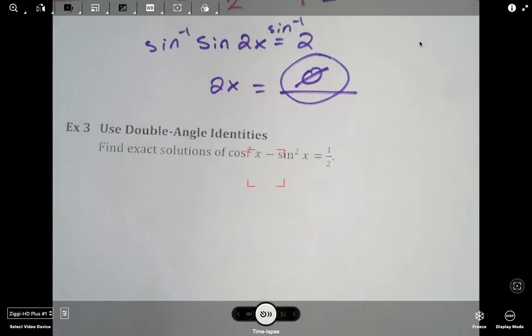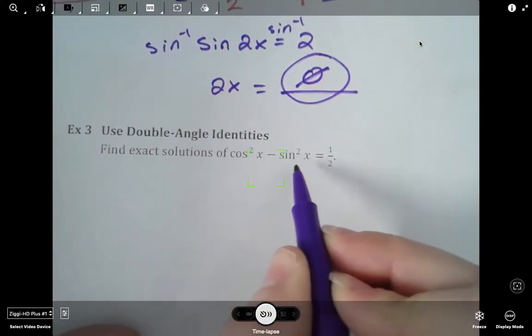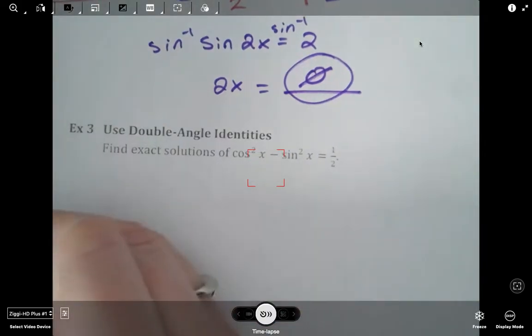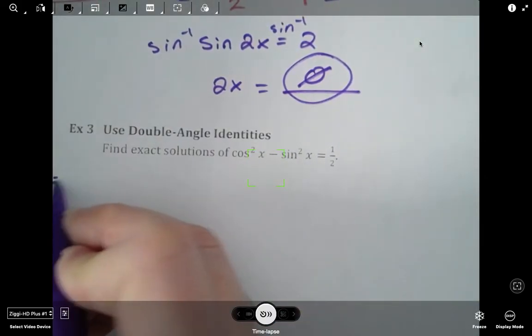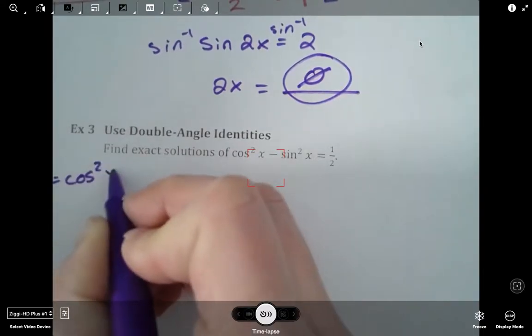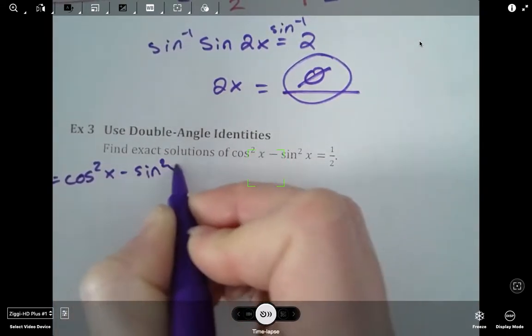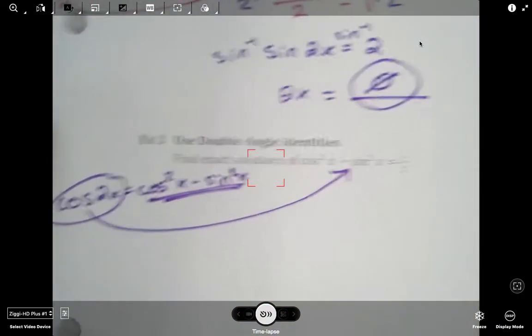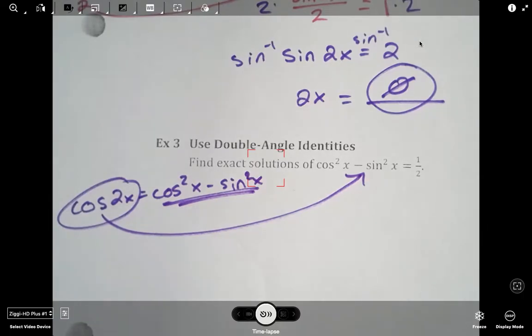Double angle identity again. Cosine squared x minus sine squared x. Which one is that? Double angle. Cosine squared minus sine squared. The second one, which is equivalent to what? Cosine 2x is equal to cosine squared x minus sine squared x. Okay, so this whole thing we're going to replace with this. We're plugging in the cosine of 2x. So I'm writing off to the side what identity we're using, in case you were wondering what that is.